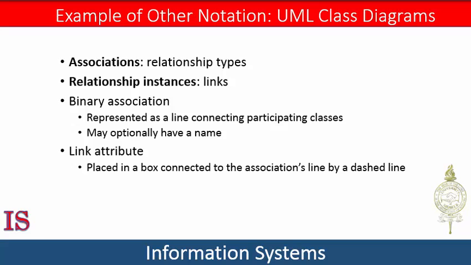Relationship types are called associations in UML terminology, and relationship instances are called links. A binary association, that's the binary relationship type, is represented as a line connecting the participating classes or entity types and may optionally have a name. A relationship attribute, called a link attribute, is placed in a box that is connected to the association's line by a dashed line.